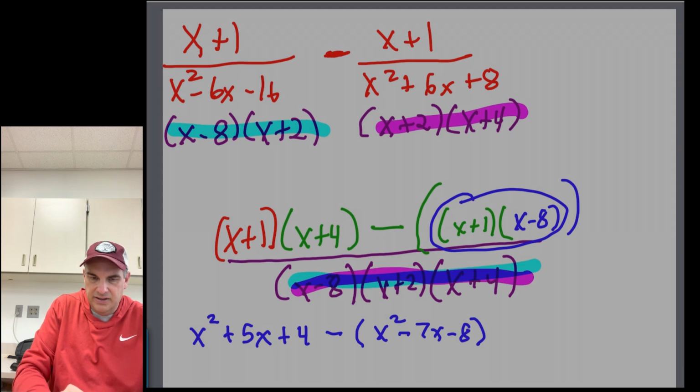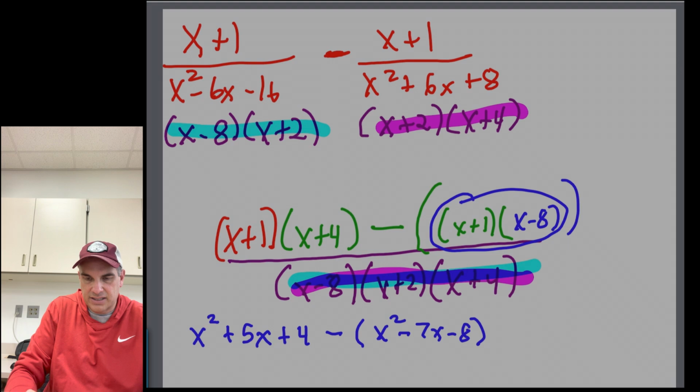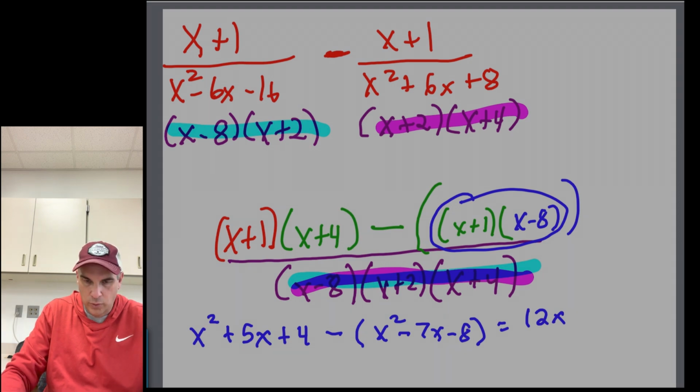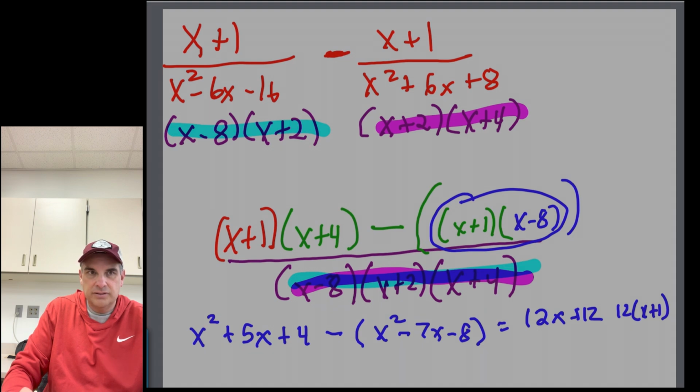Now I've got that negative outside, so I've got x squared, combine like terms. x squared minus x squared is nothing. 5x minus negative 7x is 12x. 4 minus negative 8 is 12, so plus 12. And I can see I can factor that to 12 times x plus 1. I don't know if it's going to do any good, but I could certainly do that. Okay, so now I've got 12 over x plus 1.